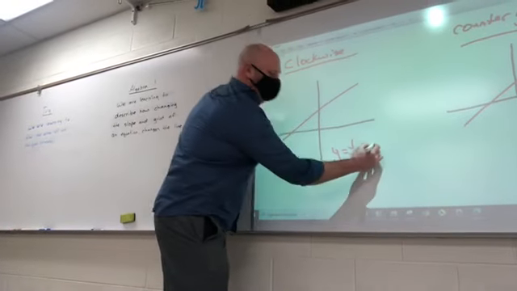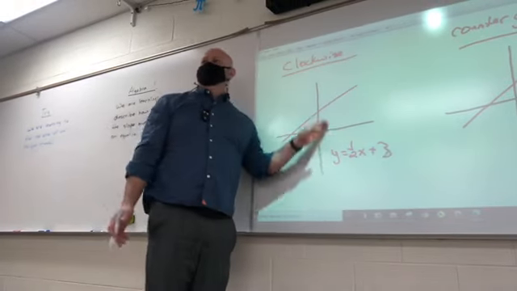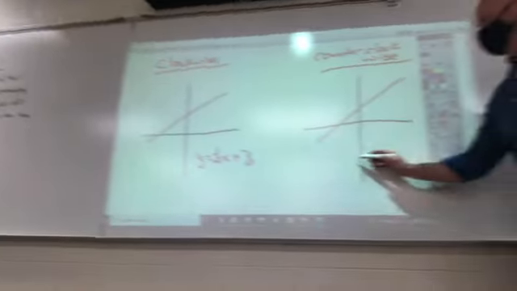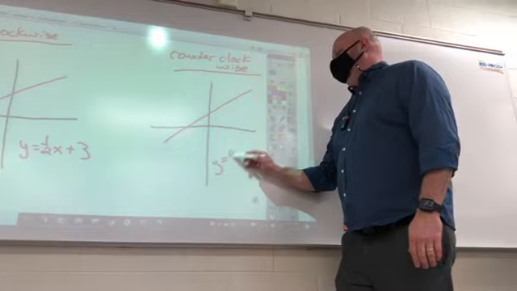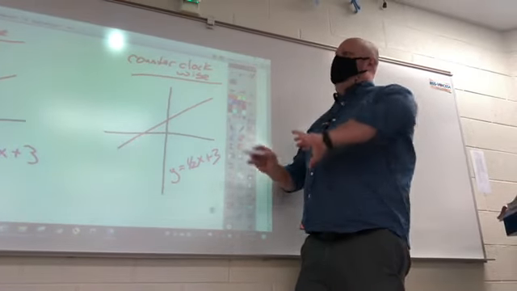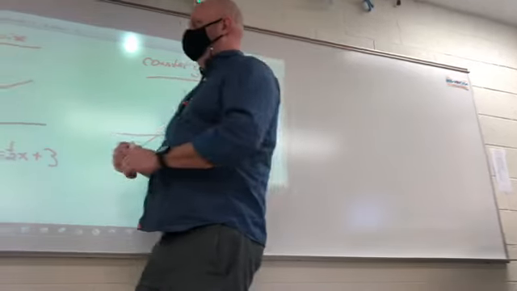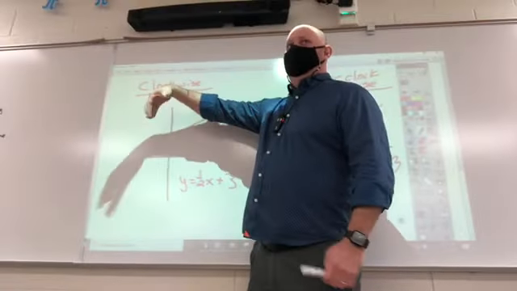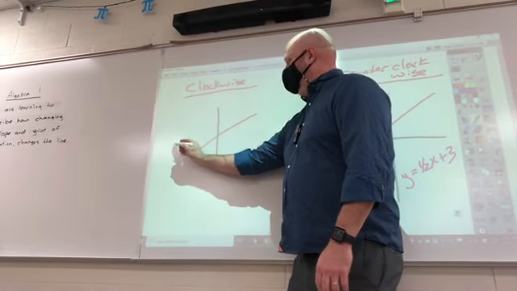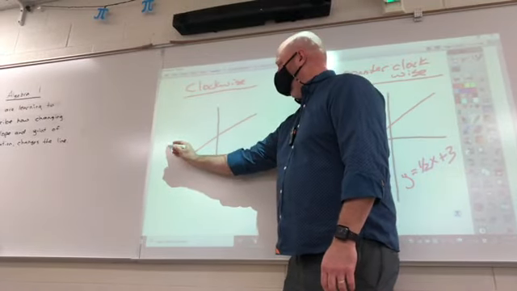Plus, I don't know, that might be 3. Everybody agree that could be that line? This one, we'll say the same thing. Y equals 1/2 x plus 3. If I rotate it clockwise, meaning which way am I rotating? This way, right? So now my line looks something like this.